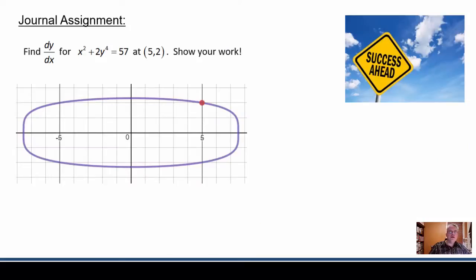Okay. So time for you to try your hand at this. I got just one for you. This is kind of a weird shape. It's not quite an ellipse. It kind of has an oval shape, but it's not really an ellipse because of this y to the 4th term here. Anyway, what you need to do is use implicit differentiation to take the derivative of both sides, solve for y prime, and find out what it equals at the point 5, 2. All right, show all your work. See you in class.